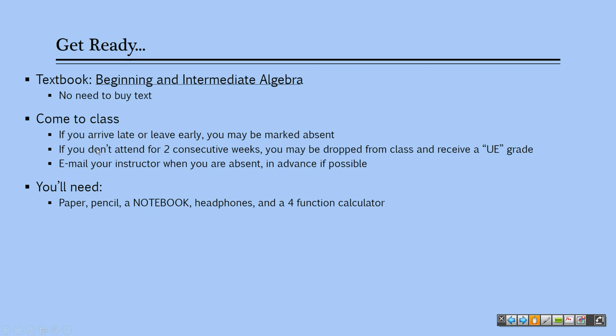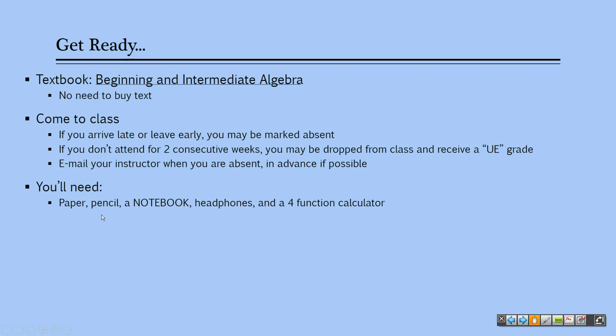Please make sure that you attend class regularly. Please try not to come late, and please try not to leave early. If you are absent for 2 consecutive weeks, you will receive a UE grade, which means an unofficial withdrawal. If you need to be absent, please let your instructor know as soon as possible.